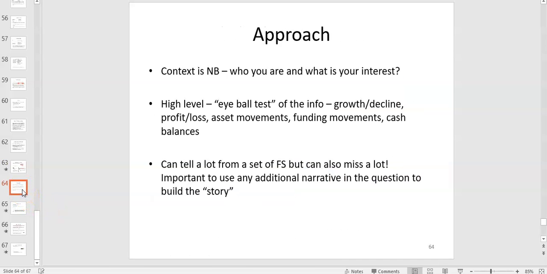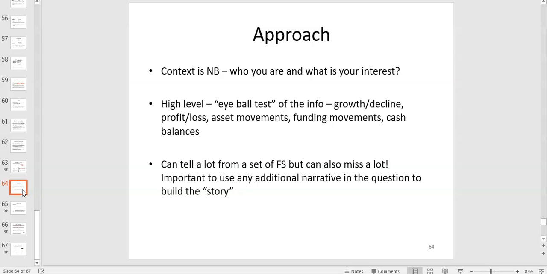So when you're looking at exam questions, and this is on nearly every single paper, the first thing is to figure out why you are doing the analysis. It can vary from question to question. Some years you'll be asked to analyze from a bank's perspective. You might be asked to analyze a company from a supplier's perspective, or from an investor's perspective.